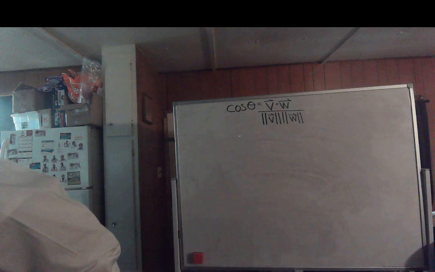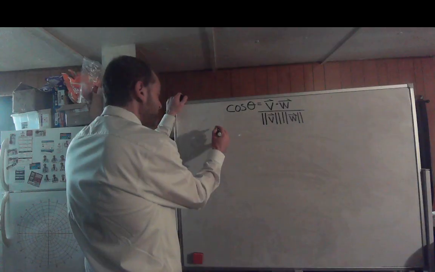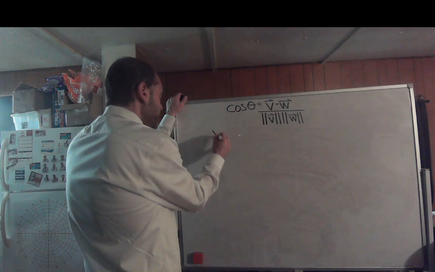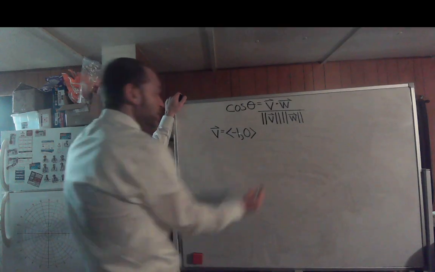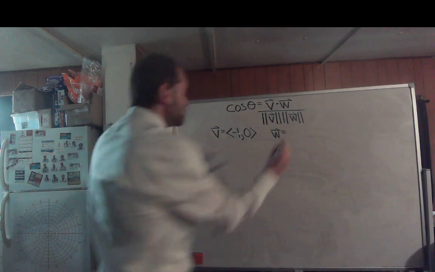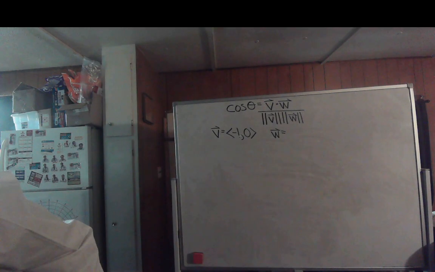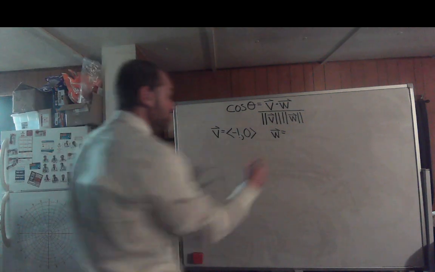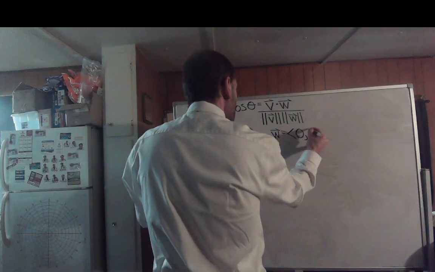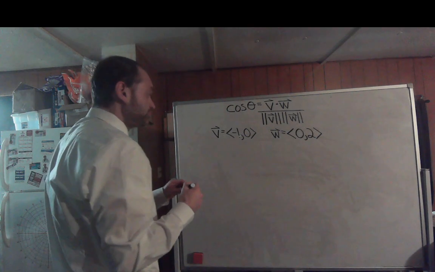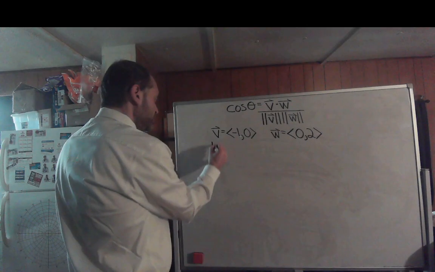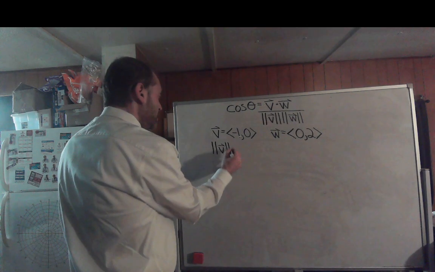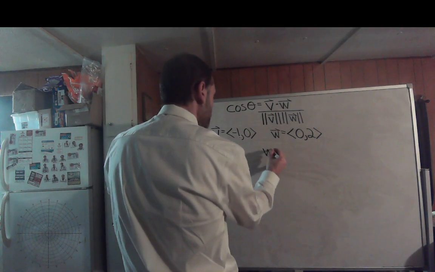So let's say we have vector v is (-1, 0). Vector w is going to be equal to (0, 2). Alright, well, I think it's pretty obvious that the magnitude of v in this case is just going to be 1. The magnitude of w is going to be 2.